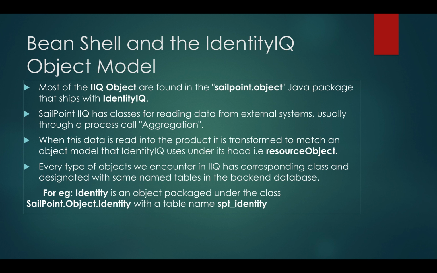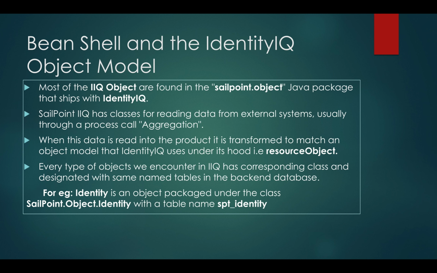IdentityIQ has classes for reading data from external systems through a process called aggregation. Whenever the data is read into the product, it is transformed to match an object model that IdentityIQ uses, that is, the resource object. Whenever we perform aggregation, SailPoint's connector creates a resource object, and that resource object is the raw representation of account or employee records in the target application.